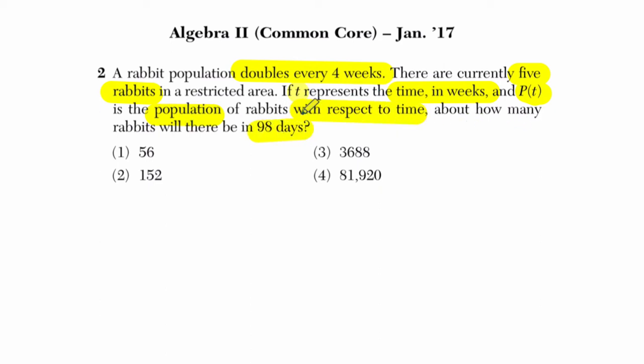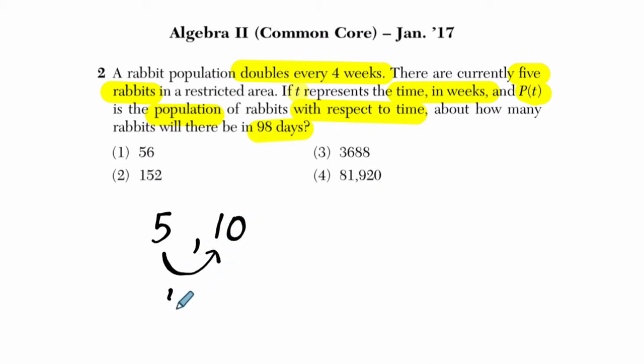Now, this might seem like a lot of highlighting, but I underline and highlight as I go so I can stay focused on the problem. And for this problem, I like to kind of not draw a picture, but maybe write a list of what's happening. Our rabbit population starts at 5, and then 4 weeks later it becomes 10.